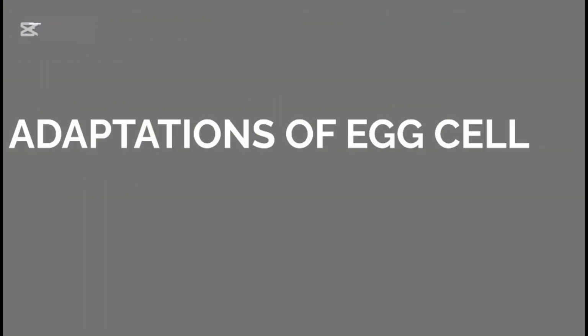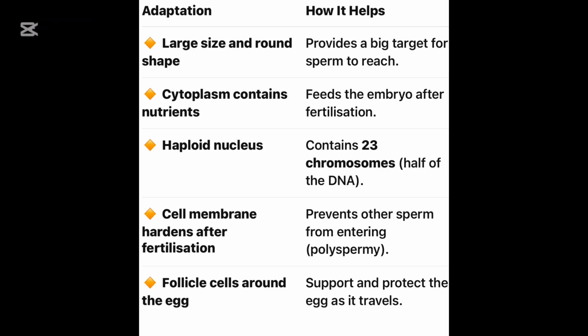Adaptations of egg cells. One, they have a large size and round shape. These provide a big target for sperm to reach. Two, cytoplasm contains nutrients, which feed the embryo after fertilization. Three, haploid nucleus, which I also stated while explaining the sperm cell, contains 23 chromosomes. After fusing with the sperm cell, they form a total of 46 chromosomes. Four, the cell membrane, which prevents other sperm from entering. That's polyspermy. And five, follicle cells around the egg, which support and protect the egg as it travels.